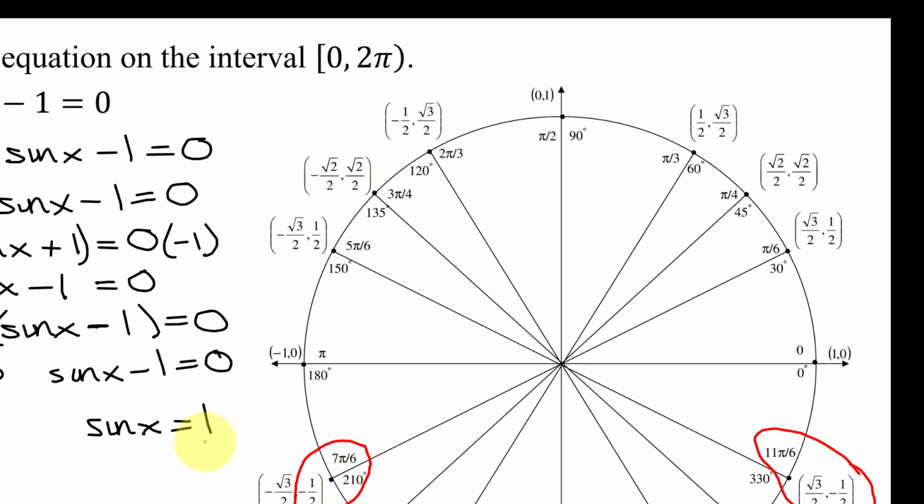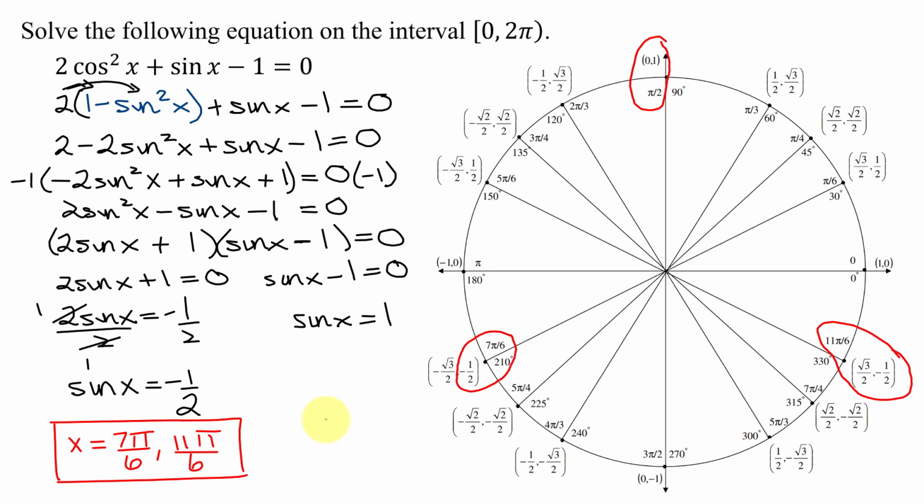Now when the sine of x is equal to 1, that is up here. And so in that case, x equals pi over 2. So this equation has three solutions in the interval 0 to 2 pi. And my solutions are 7 pi over 6, 11 pi over 6, and pi over 2.